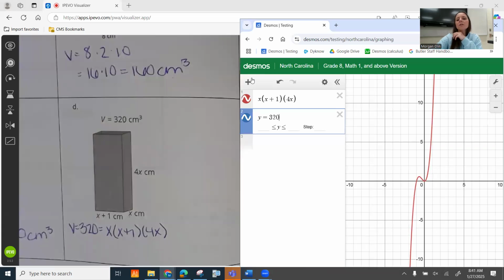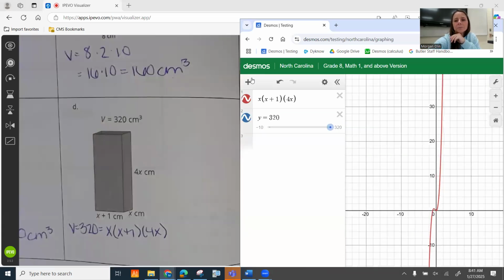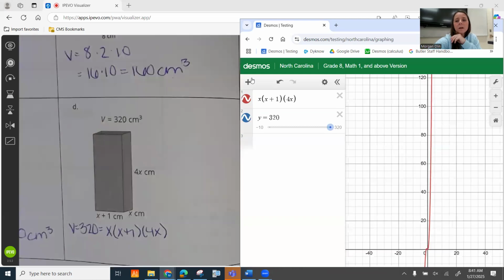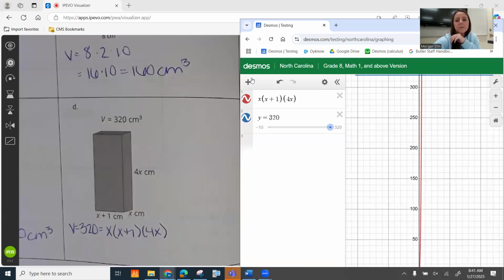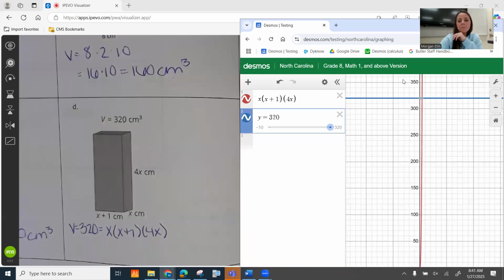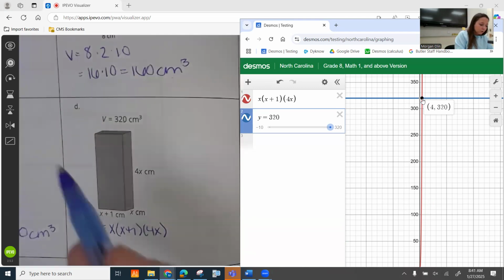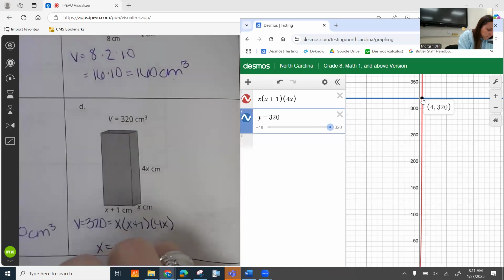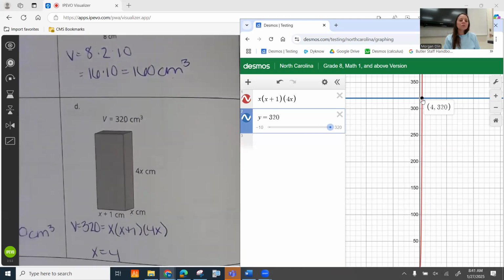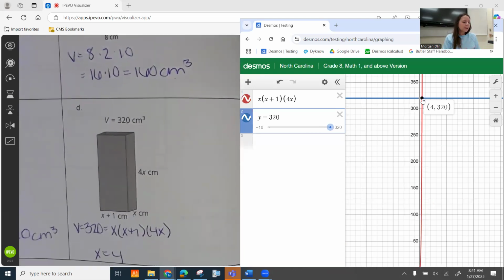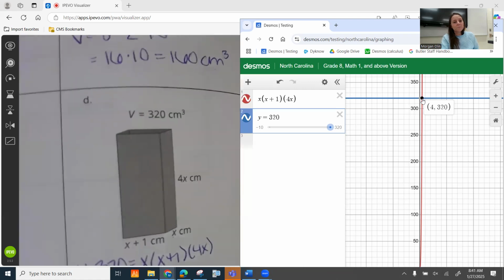Well, what are some things that this can give me? What it can give me is the x value. If I go all the way and I'm zooming up and I'm finding where these two lines cross, right here, when the volume is 320, my x value is 4. So those are some things that I can do with this and that you may see us do throughout this unit. But let's go build some boxes.